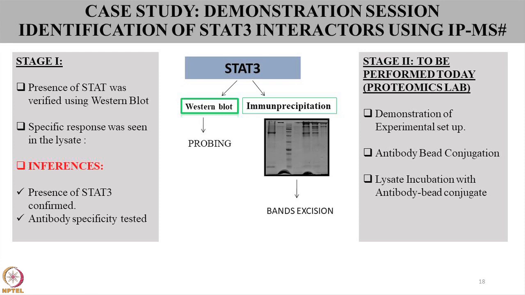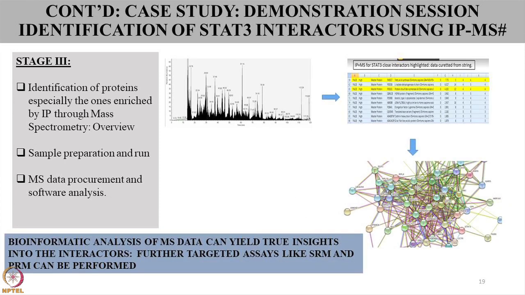Then we have moved on to the IP experiment wherein we have immobilized STAT3, like we have enriched, trapped STAT3 on the antibody, and then we have done the whole IP experiment and we have excised the band and it has been subjected to mass spectrometry. Stage three of the experiment is identification of the proteins, specifically the ones that have been enriched through IP. So we are not taking the whole sample, we are just taking those bands that have come specific and we are subjecting them to mass spectrometry.